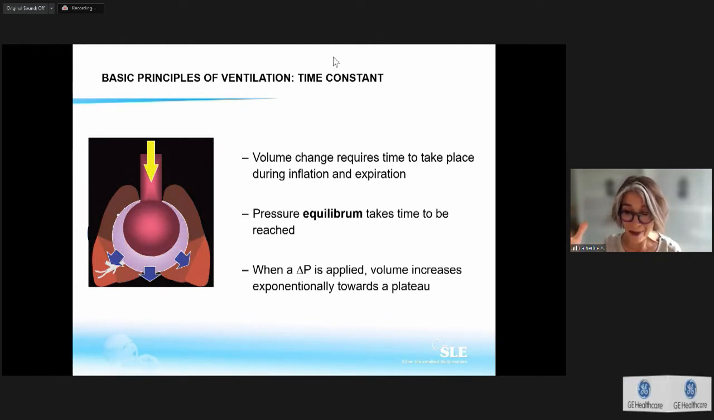As you have seen, when I will be pushing a breath, I will need time to inflate my balloon. Okay, so this one is represented by the time constant. So the time constant is the time that is required to reach the equilibrium. So I push 15, for example, of pressure in my ventilator of PIP. How much time will I need to reach the 15 of pressure?